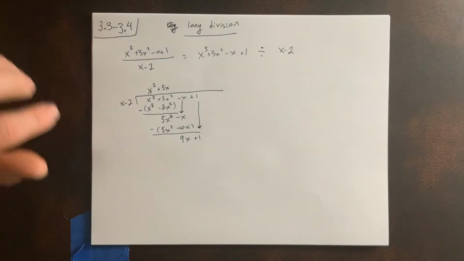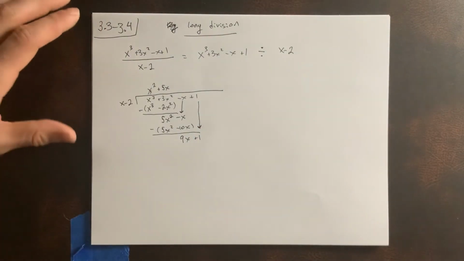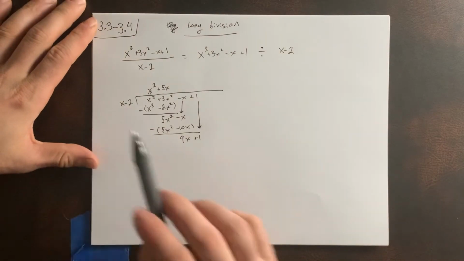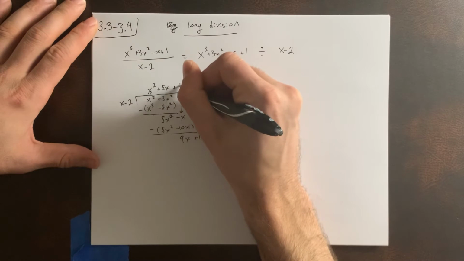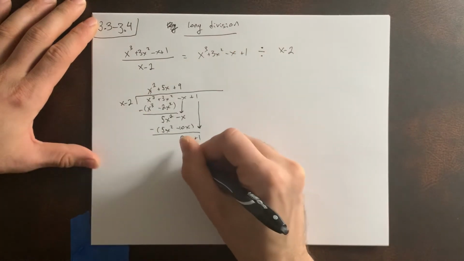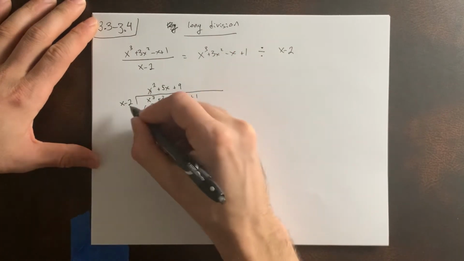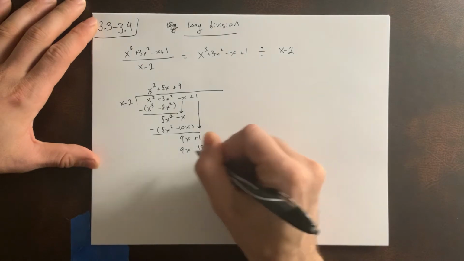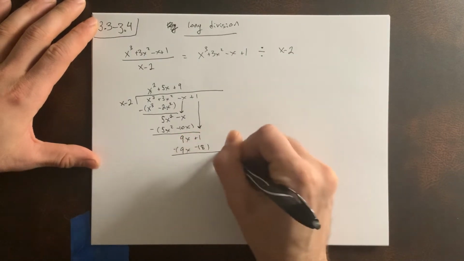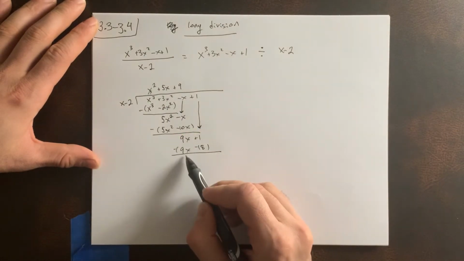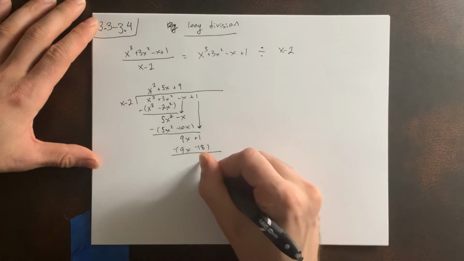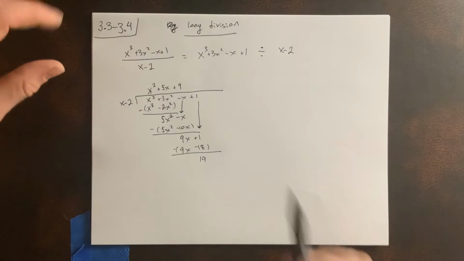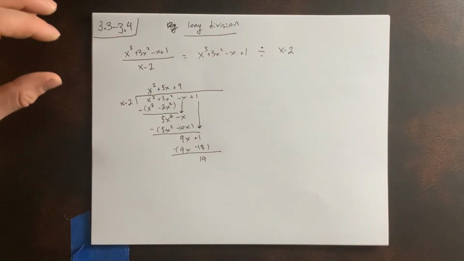So again, we repeated that same cycle of steps. Now we do it one more time. What do we multiply by x to turn it into 9x? Just a 9, so we put a plus 9 up here. 9 times x is 9x. 9 times minus 2 is minus 18. Parentheses, minus sign, and subtract. 9x minus 9x is 0. 1 minus a negative 18 is a positive 19. Once there's no more to bring down, we're done.